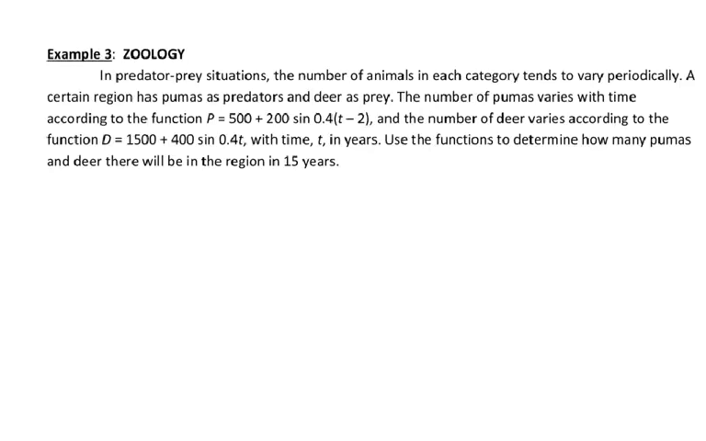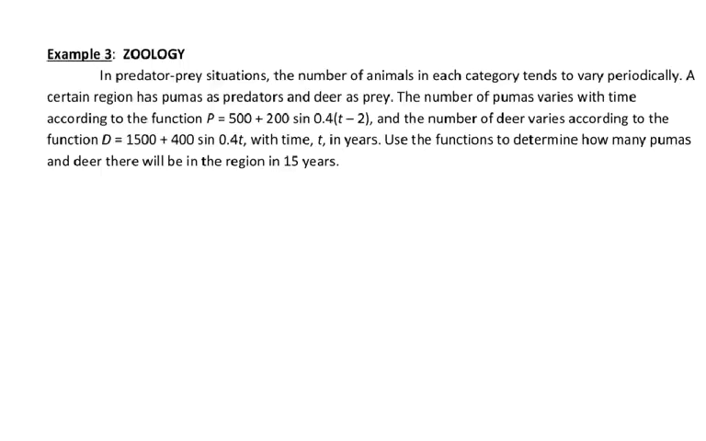Well, while the wolf population is dying off, they're not eating as many of the rabbits, and so the rabbits have some time to repopulate. And so what happens is the population of the predators and prey just keep going up and down periodically. So, in predator-prey situations, the number of animals in each category tends to vary periodically.